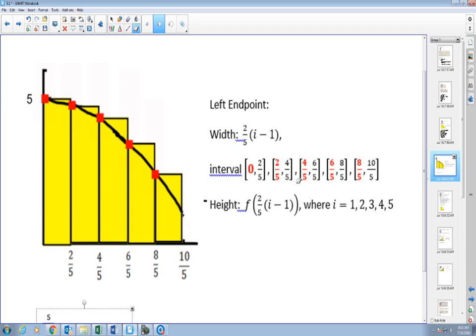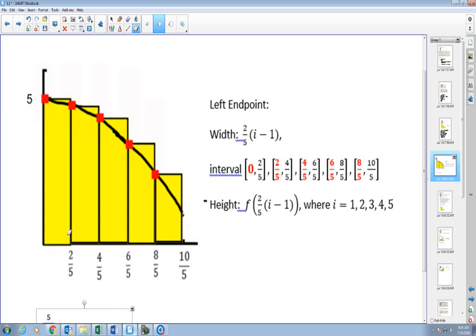I still got 5 intervals here. You can think of it that the first one, the left endpoint, is 0. If we plug in 1 for i into the interval here, the very first interval, i is 1. 1 minus 1 is 0, and 0 times 2/5 is 0. So you really have no width here.